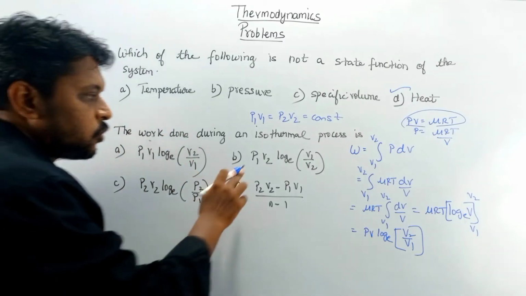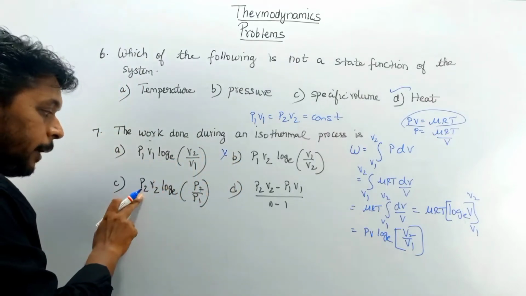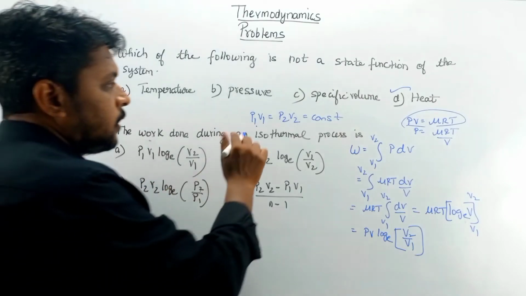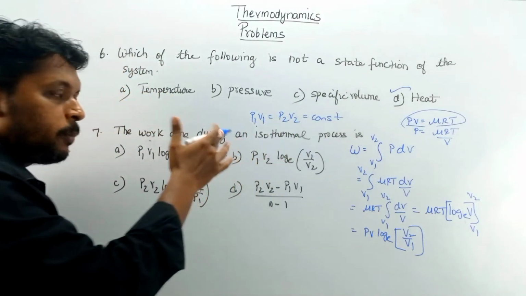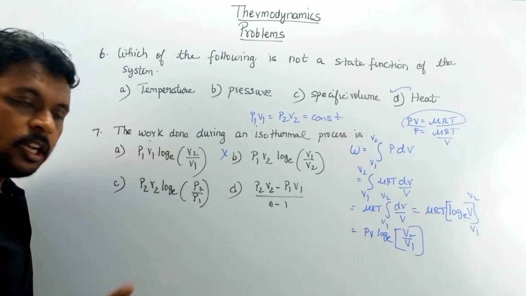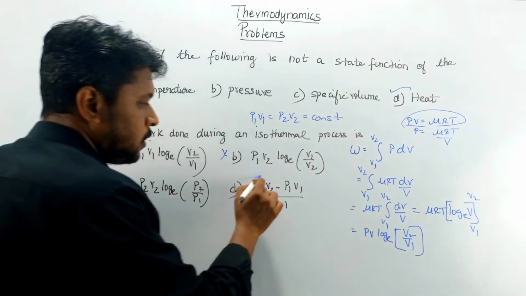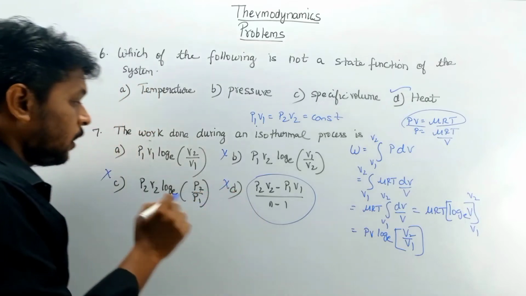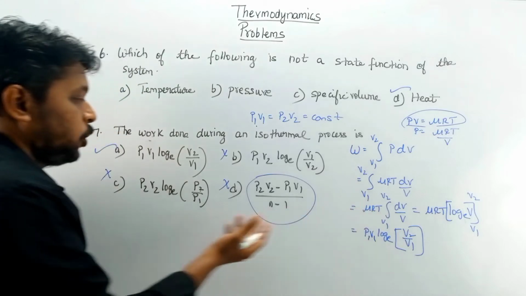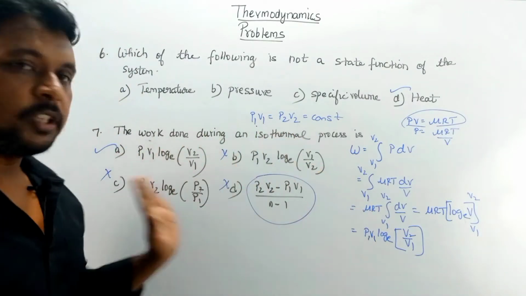Let us see the other options. So P1 V2 log of V1 by V2, this could not be correct. See here it is P2 V2, but it is represented as P2 by P1. In the case of PV, the volume and pressure are inversely proportional. So if it is V2 by V1, it should be written as P1 by P2. If it is P1 by P2, it is the right option, so it could not be the right answer. This is the work done by an adiabatic process, so it could not be the option. So this is the only option, P1 V1 log_e of V2 by V1. So option A is the right answer. This is the work done of an isothermal process among the options given.